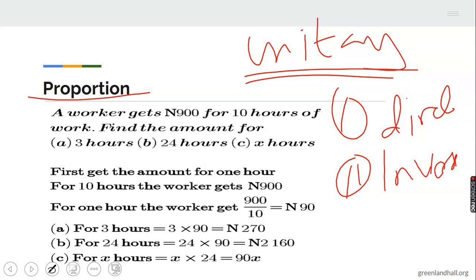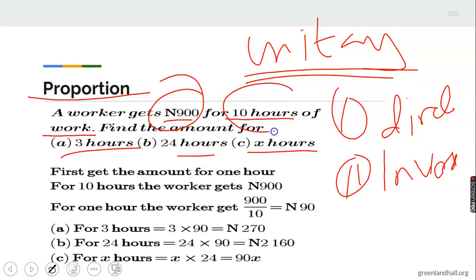Now look at this: a worker gets 900 naira for 10 hours of work. Find the amount of work for 3 hours, 24 hours and x hours. Now, 900 naira for 10 hours. How much is he getting for 1 hour?